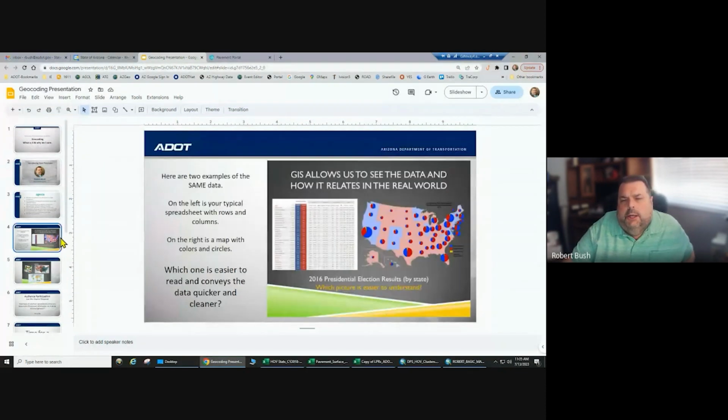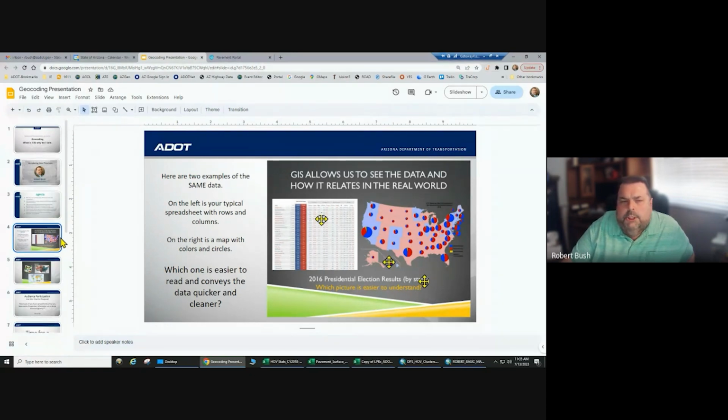The next spreadsheet here, I want to show you something. This on the right is two examples of the exact same data. On the left, and it's way too small to read, I don't expect you to see it, but is a typical spreadsheet. It's got your columns, it's got your rows, it's got your numbers, and it's got your values. On the right is when you take that data and make it geospatial and do an analysis on it. This is what you get from the data.